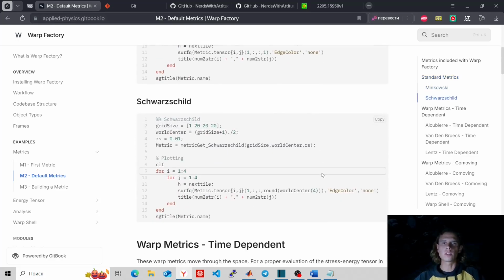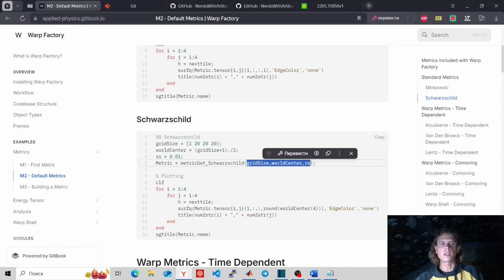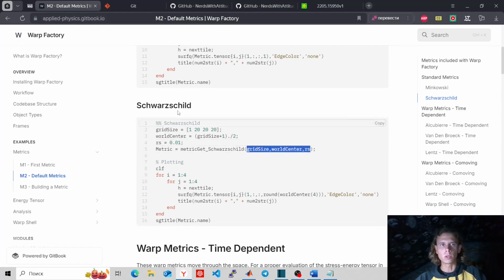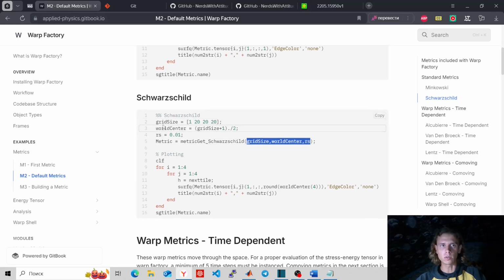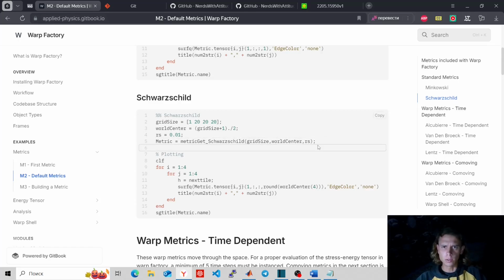For that, we need to specify these parameters that go into these metric functions. For example, for Schwarzschild metric, we need to specify grid size, world center, RS. RS is the Schwarzschild radius, and as you can see, it's hard to miss this parameter. Grid size has 4 values because we are in 4 dimensions.